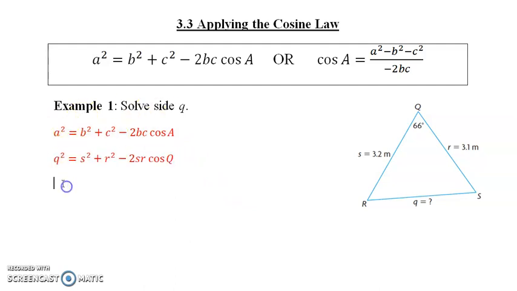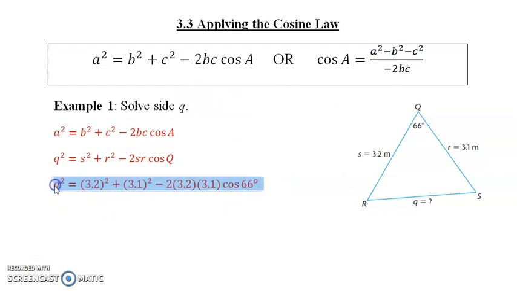Now we're going to plug in what we know. Okay? We know S is 3.2, 3.2 squared. We know R is 3.1, 3.1 squared. We know S is 3.2. And we know R is 3.1. And then the angle we were given was 66 degrees. So now we'll do order of operations, remember?